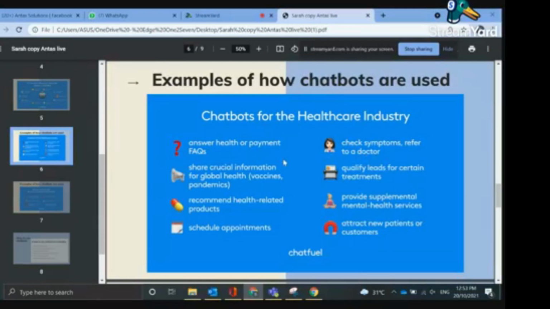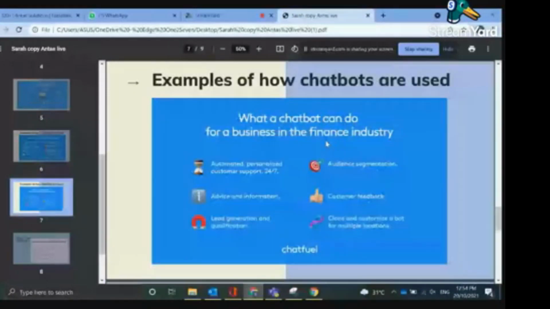So this way you could pre-qualify them to see whether this patient needs physical, in-person assistance or not, or they just need some guide. And this is an example of how chatbots are used in the finance industry. So customer feedback, cloning and customizing the bot for multiple locations, lead generation and qualification, and yes, all this fun stuff.